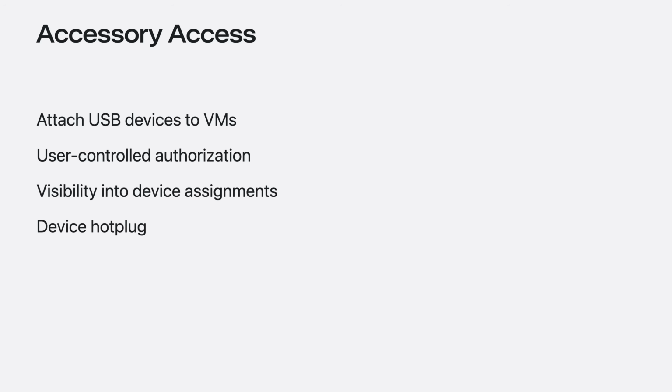Accessory Access supports device hot plugging. When someone grants an app access to a device, it can be attached to the virtual machine at runtime without changing the VM's static configuration. Before I dive into the details, here is Accessory Access in action. I'm running the macOS virtual machine sample app I showed you before. I'll now connect a USB drive to my Mac.